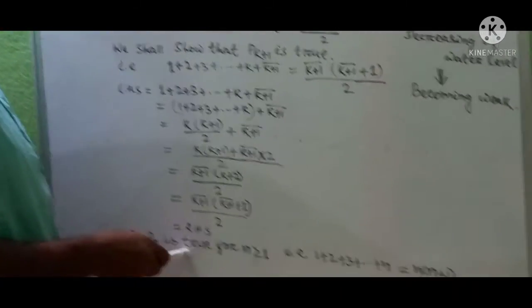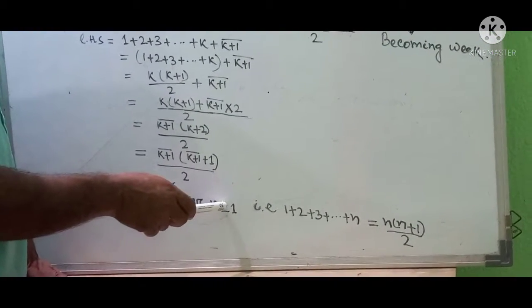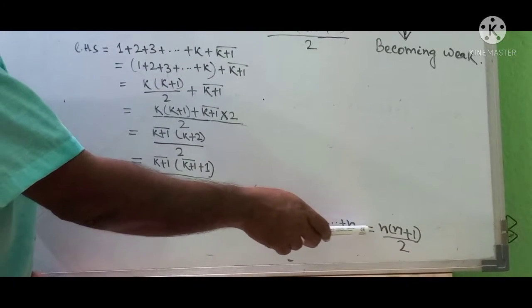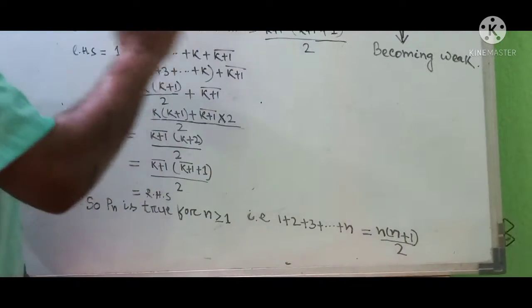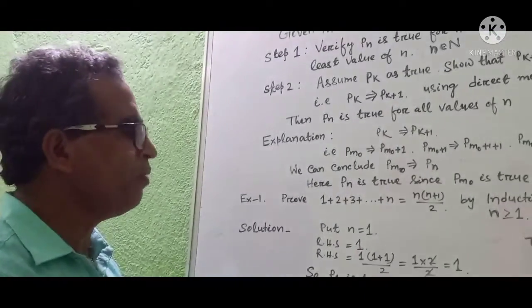So Pn is true for every n greater than or equal to 1, that is 1+2+3+...+n = n(n+1)/2. So I have proved this by the method of induction.